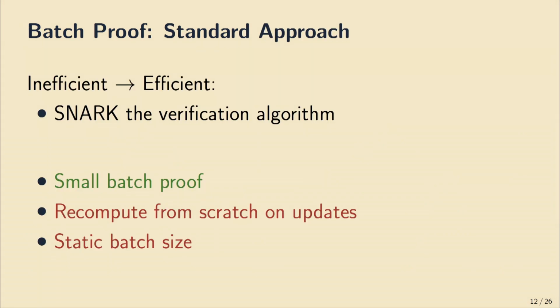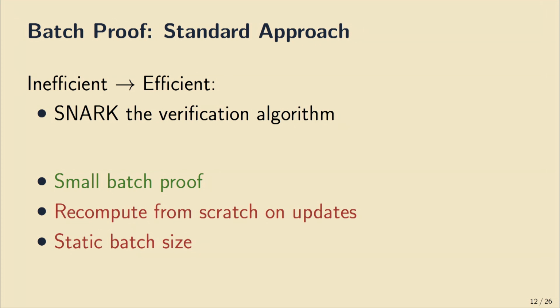All right? Now, how do you turn this batch proof into an efficient batch proof? Well, you take all these proofs and you SNARK the verification algorithm. Basically, you SNARK every single Merkle membership proof, right? And then due to the SNARKs, say you use, for example, Groth16, you end up with a small batch proof.